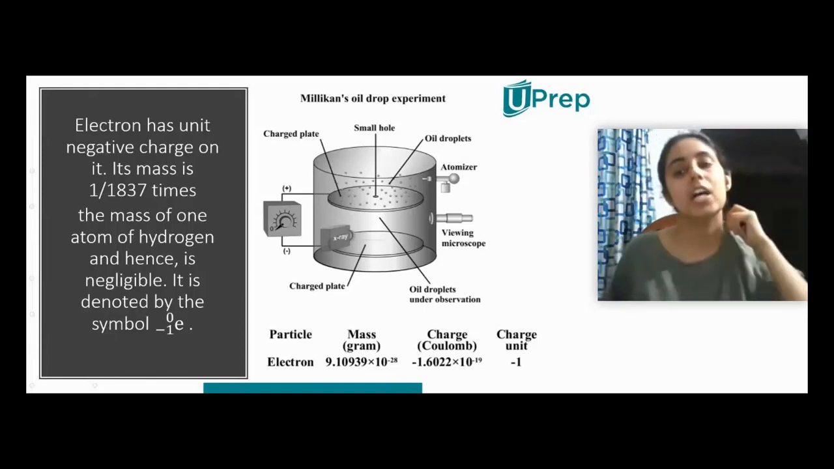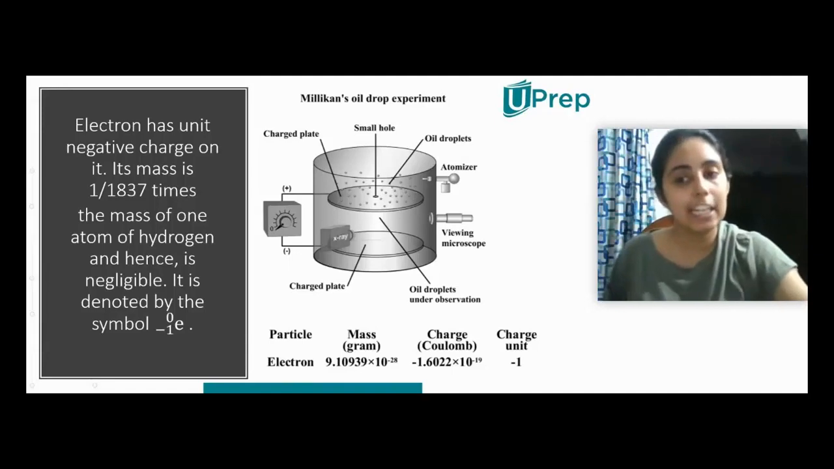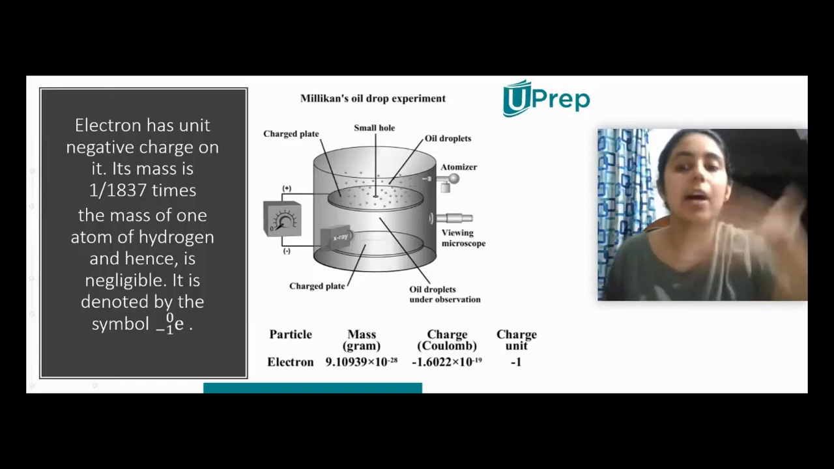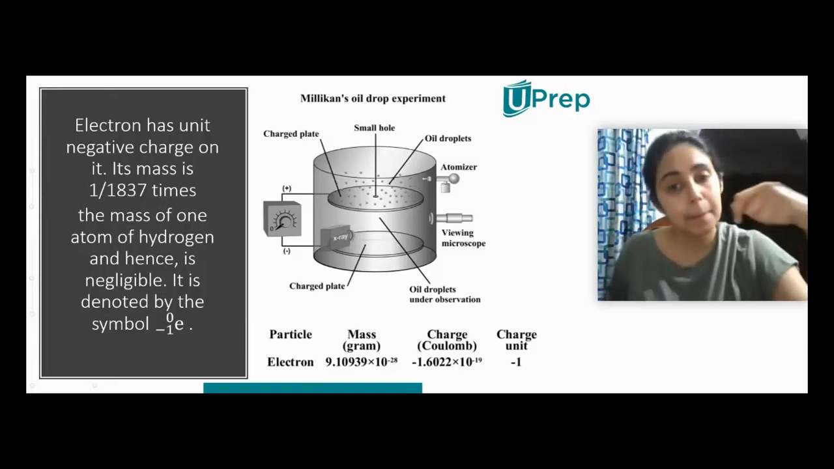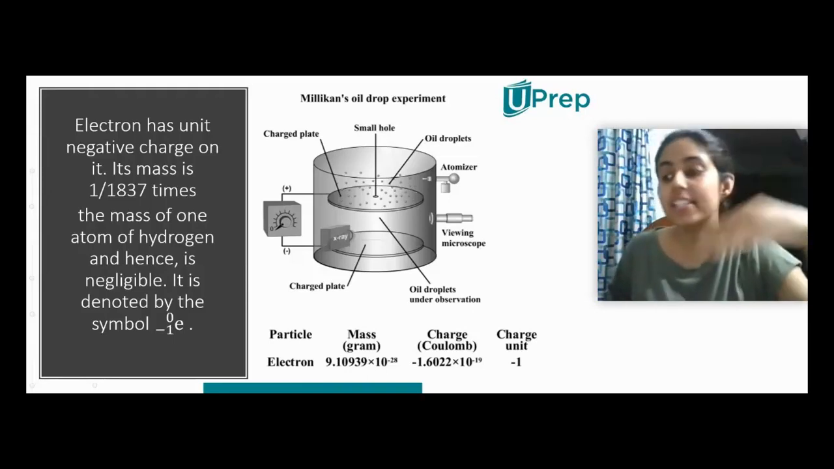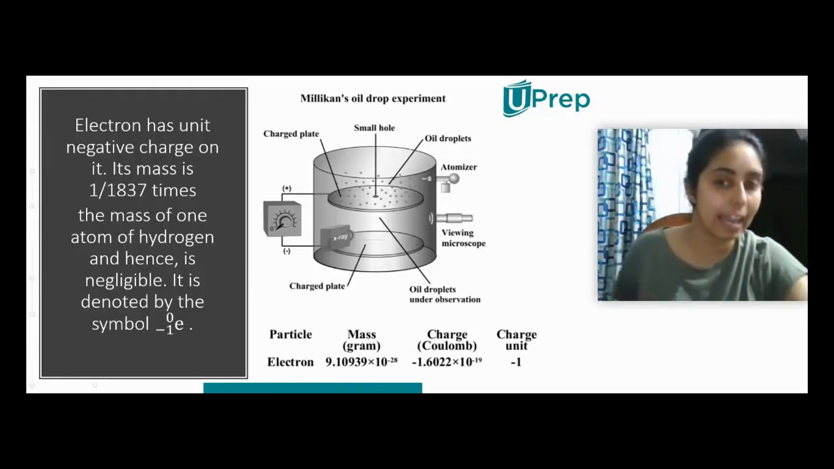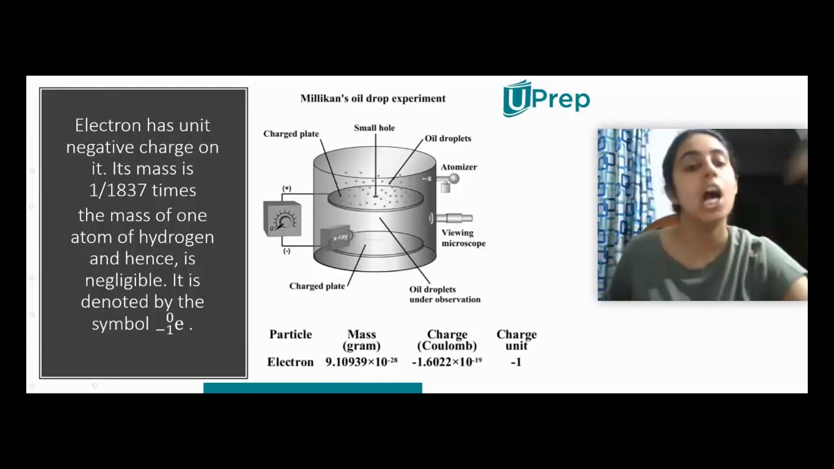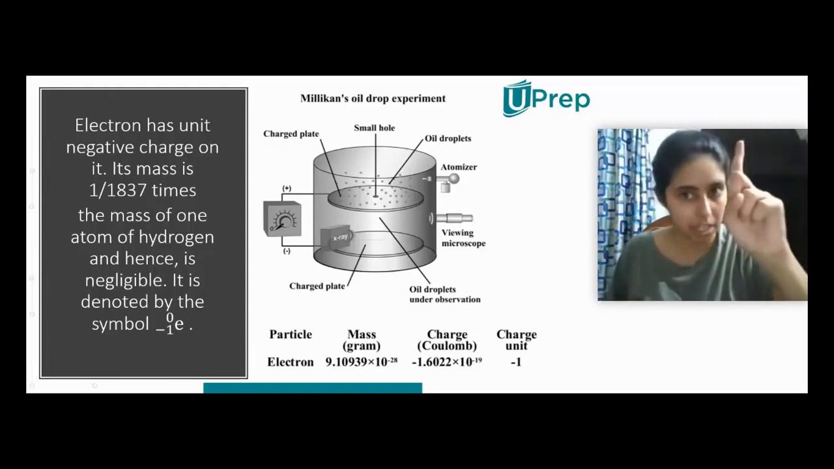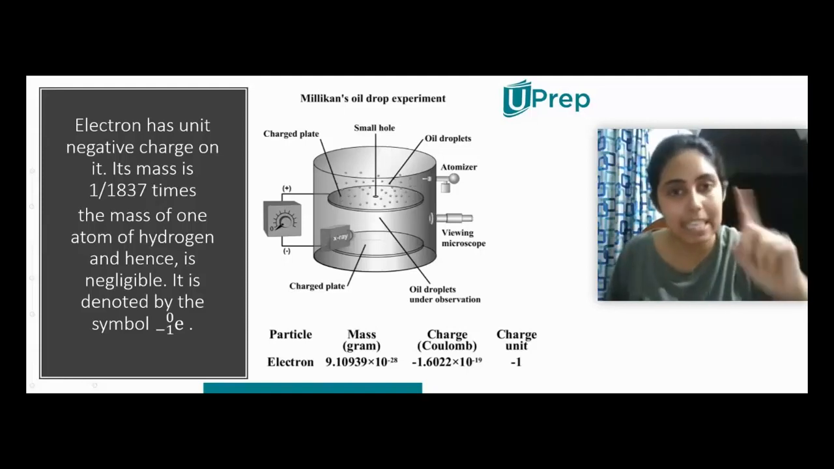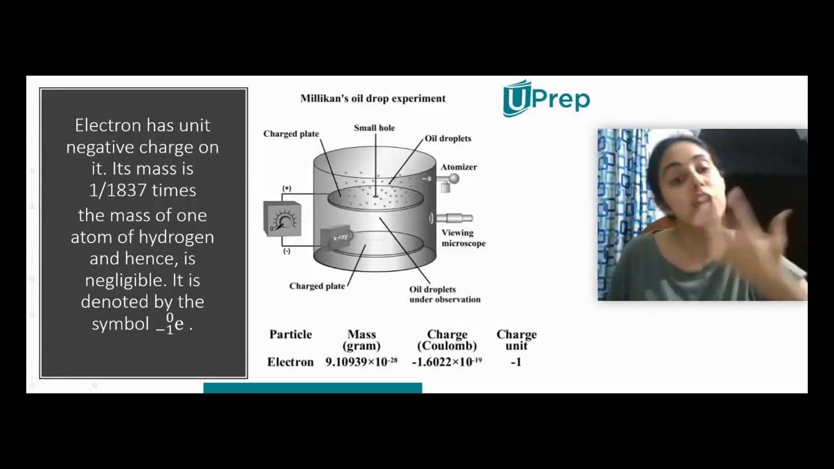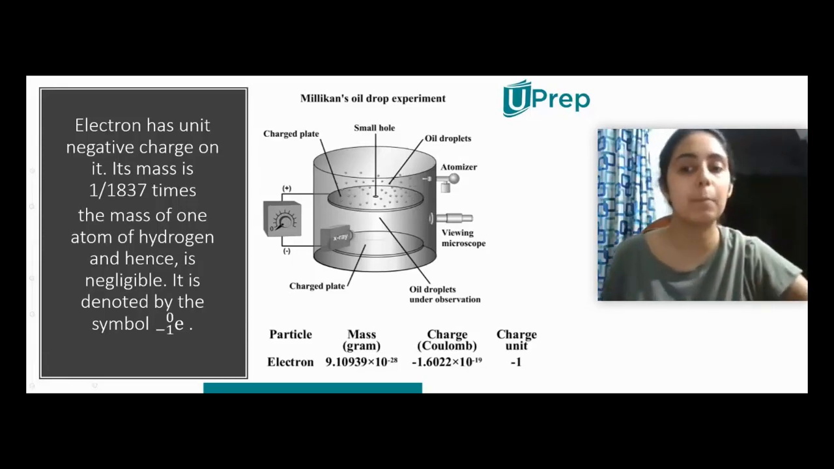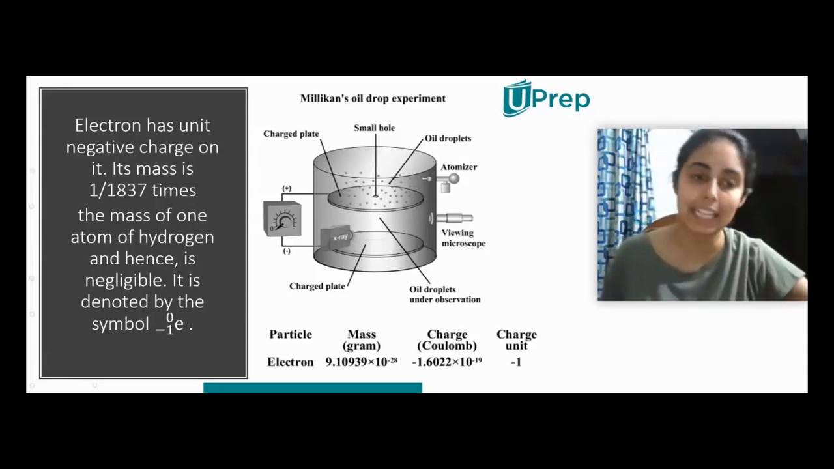So if somebody asks you what is the charge of an electron, you will say minus 1.6022 into 10 to the power minus 19 coulomb. Coulomb is the SI unit of charge. If somebody asks you what is the unit charge of an electron, you will say minus 1. Unit means 1. Unit charge means a single charge. So the unit charge of an electron is minus 1, and the charge of an electron is minus 1.6 into 10 to the power minus 19 coulomb.